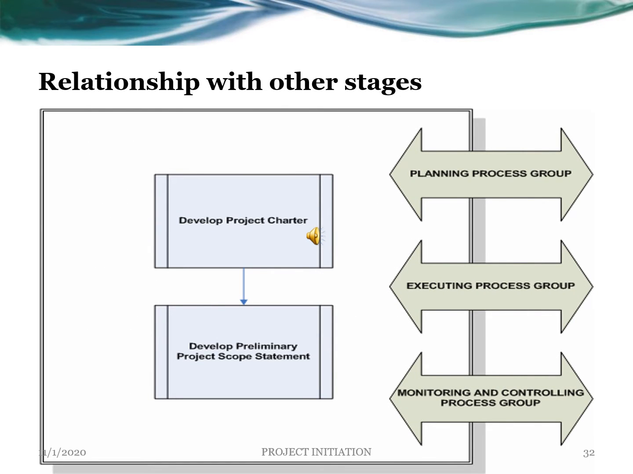As you can see, this is the relationship of the initiation stage with the other stages. Normally we develop a project charter, which is then linked with developing the preliminary project scope statement, and these have a dynamic relationship with the planning process, the execution process, and the monitoring and controlling process.